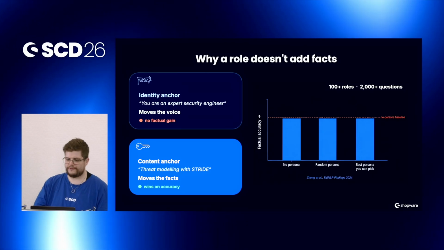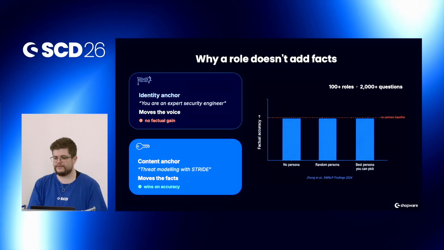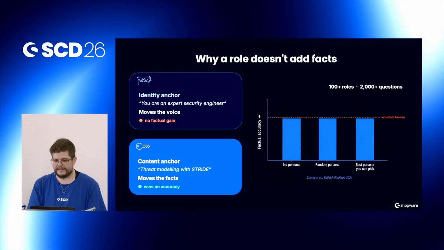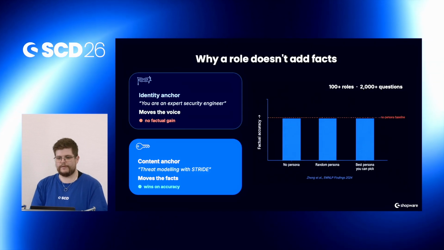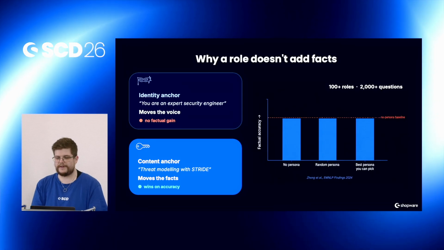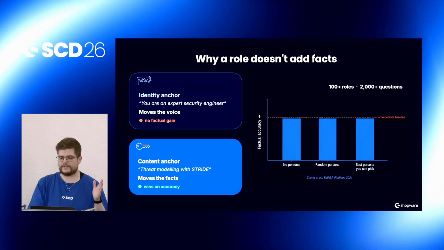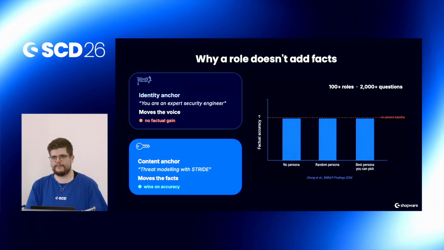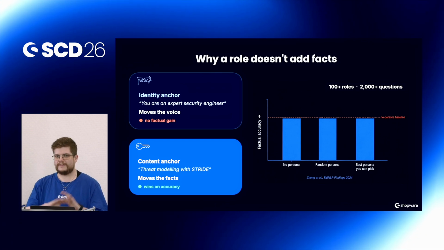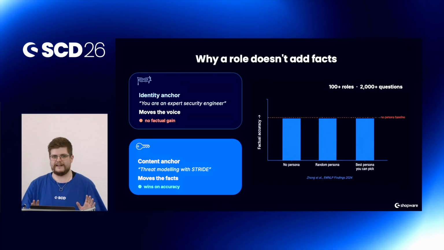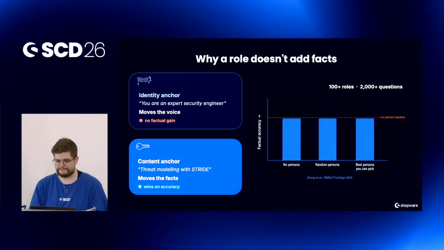Like I said, a common first move for a task would be: you're an expert security engineer, review this code. And it's worth checking if that actually helps. There was one study that used over 100 personas across 2,000 factual questions, and a prompt containing a persona didn't beat having no persona at all, or just choosing a random persona. So the whole persona thing didn't have an effect on the factual correctness of the response.